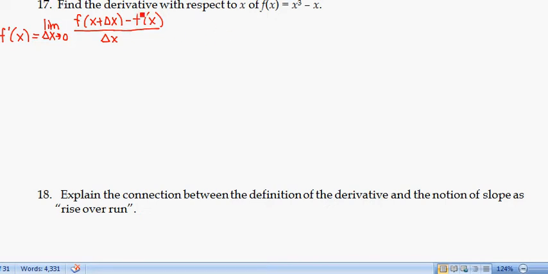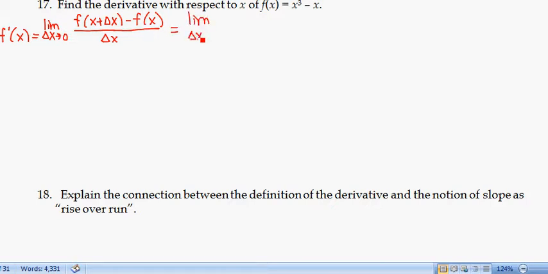So again, we're asked for the same question, worded in a different way, but find the derivative with respect to x of this function f of x. So that's still the same thing. Find f prime, find this derivative, find the slope function. Okay, so we write down the definition and apply it to our particular function.